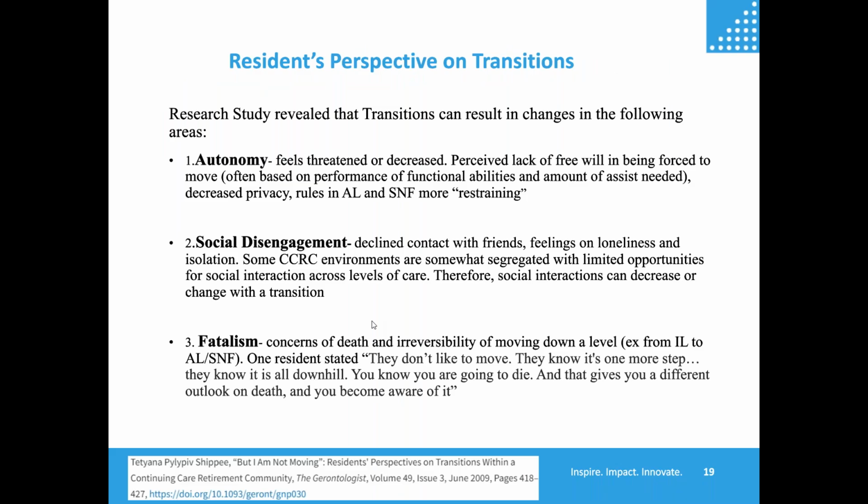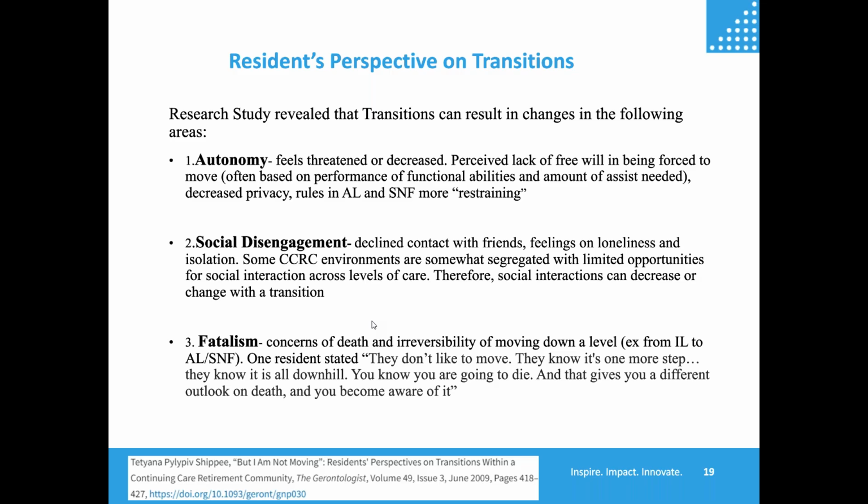This slide here is a research study that was done and published on residents' perspectives on transitions within a CCRC. And it gives a lot of insight because relocation into and between environments is one of the most stressful events older adults face. Transitions may threaten a resident's autonomy, social network, and sense of belonging. Forced relocation is especially stressful.